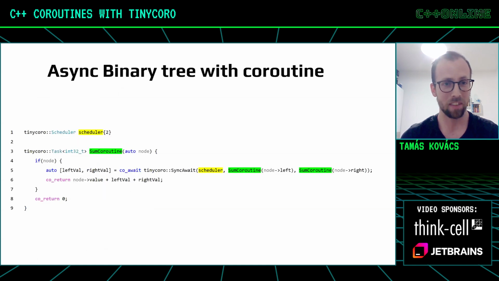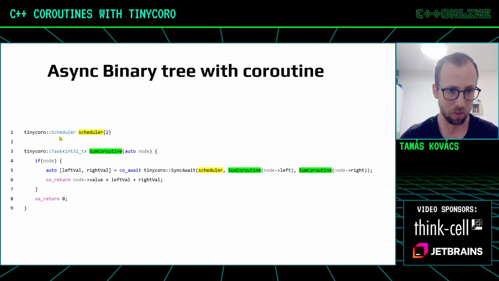Next slide, please. Wow, this looks pretty cool for sure. It's much less code, and less code, we all know, equals fewer errors and fewer bugs. So let's see what's happening there. As you can see, we are using the tinycoro C++20 coroutine library. In line 1, we have a scheduler with the 2 threads that we need.